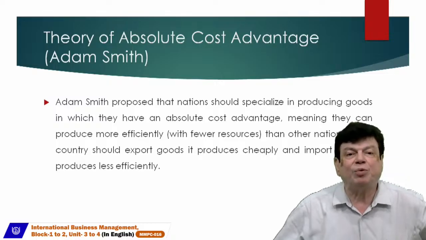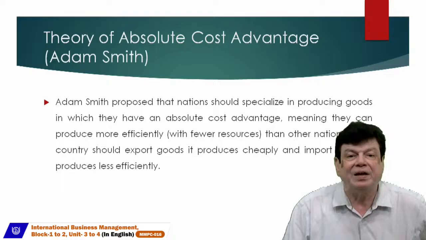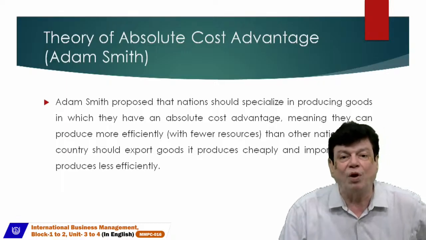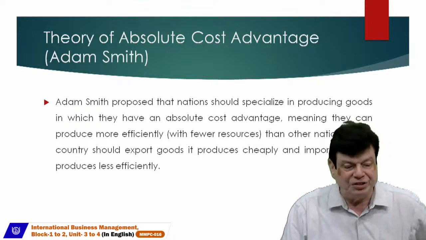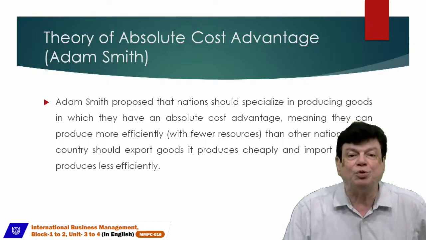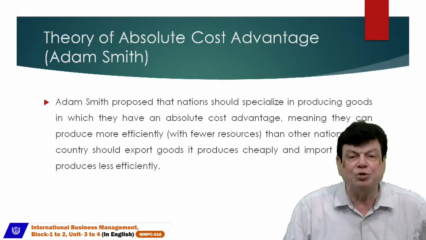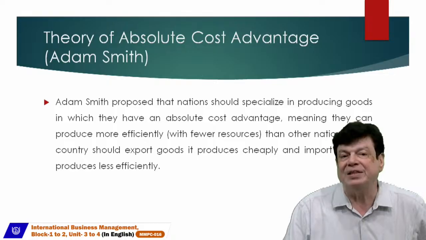Adam Smith proposed that nations should specialize in producing goods in which they have an absolute cost advantage, meaning they can produce more efficiently with fewer resources than other nations. Each country should export goods it produces cheaply and import goods it produces less efficiently. That is what Adam Smith said.